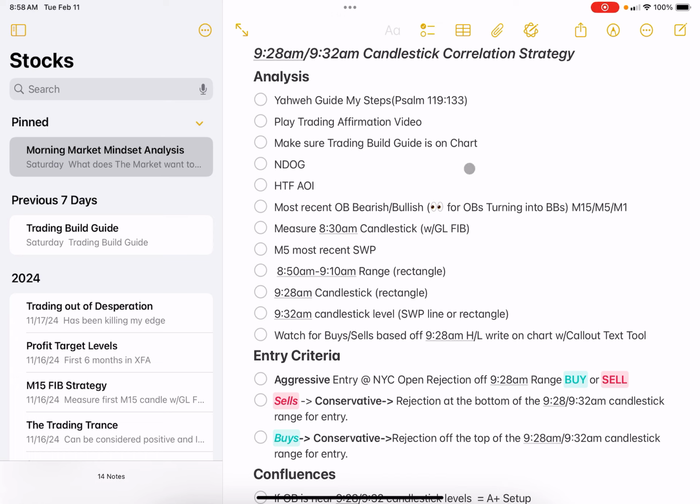I make sure that my trading build guide is on my chart. I'm an analyst by career, a software architect, and I use build guides, and that gave me a correlation as to why I need to follow my trading plan. I build hospital systems, so if you build hospital systems, you have to follow the build guide, or it's not going to work.